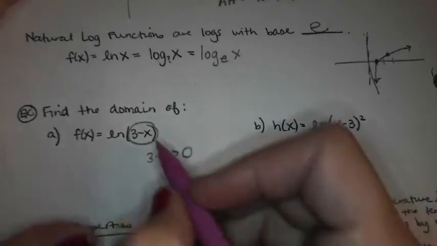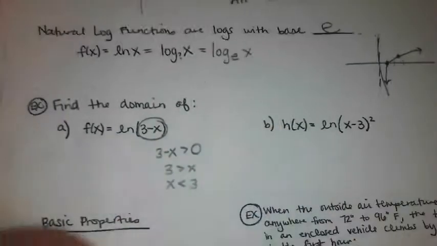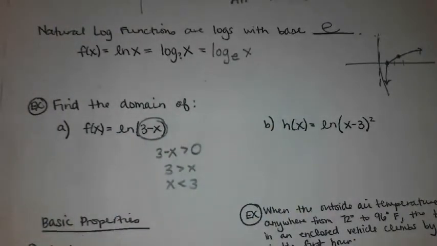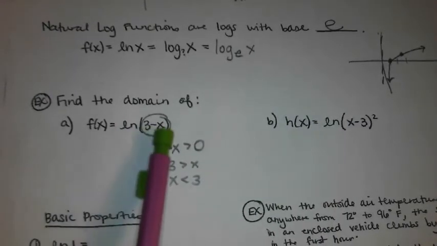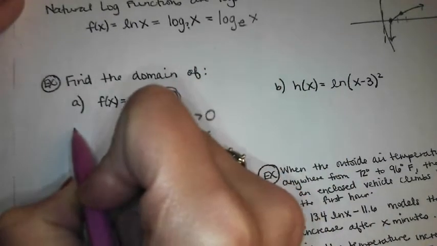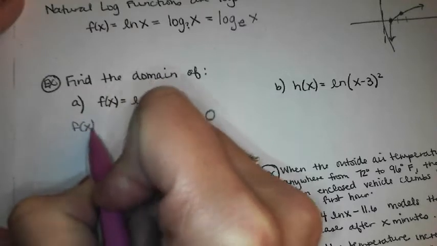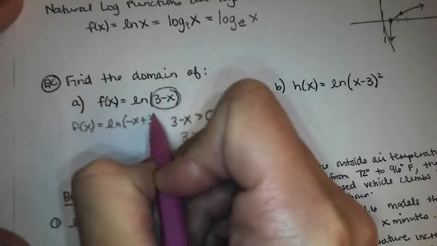So solve that, add x to both sides. 3 has to be greater than x. In other words, x has to be less than 3. From a transformation perspective, let's talk about this one. This is the same thing as, to put it in a more conducive order, negative x plus 3.